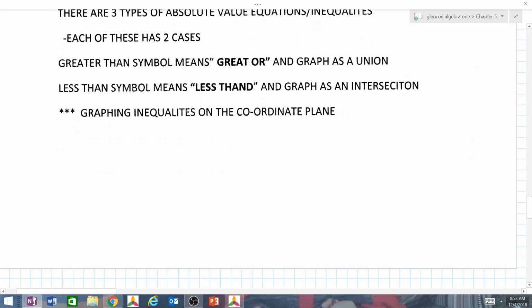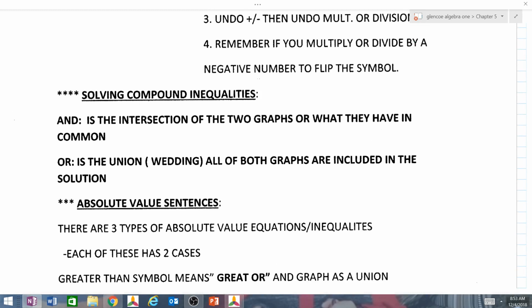And then graphing inequalities on the coordinate plane, I just gave you everything you needed. Are there any questions? That's a wrap. We'll see you next semester, guys.